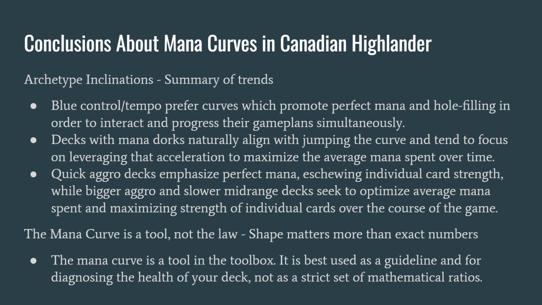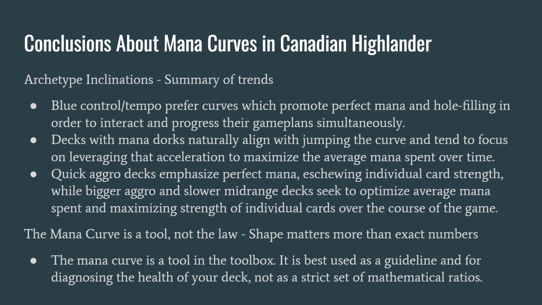Decks with mana dorks tend to hit the threshold for the amount of acceleration to naturally align with jumping the curve. They really want to jump the curve, take advantage of the extra mana that their acceleration is giving them, and they tend to focus on curves that leverage the ability to maximize the amount of mana that they spend over the course of the game. They're not so concerned about having perfect mana early game. They just want to spend the most amount of mana over the course of an elongated game.